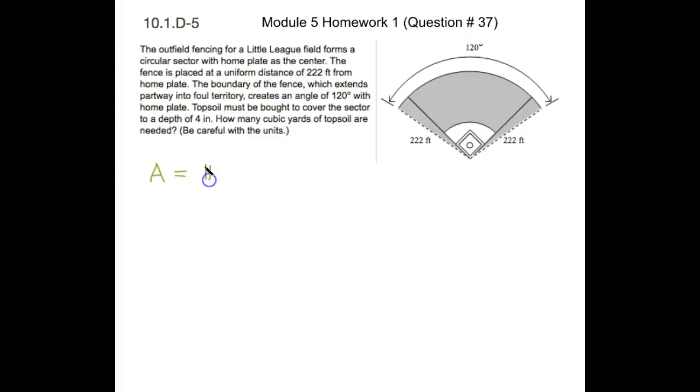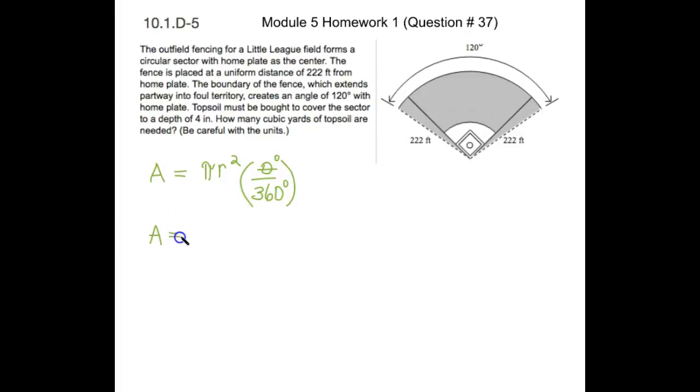So we know that the area of a circle is pi r squared. And then the piece that we need, the sector that we have, is going to be the angle degree over 360 degrees, because in a full circle there would be 360 degrees. And so this will give us the percentage of the circle that we're looking at.